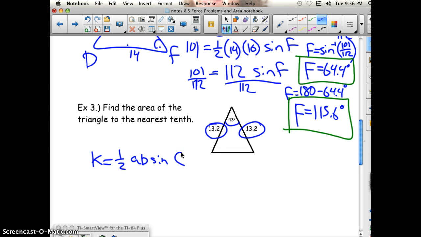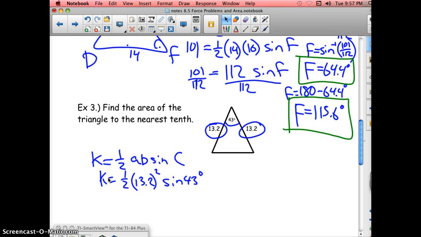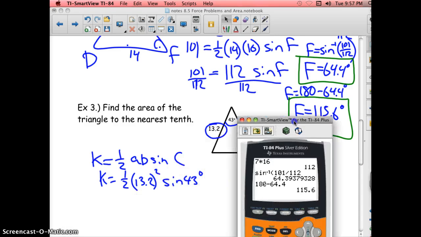There's not even a letter on the diagram, but I understand that the little a and little b are representing two sides, and sine of C, that's the angle between them. That's really what's important here. Then I have 13.2 times 13.2, so that's 13.2 squared, times sine 43 degrees. And that's going to be my K. And that's just a simple evaluate. Don't forget to evaluate it, right?